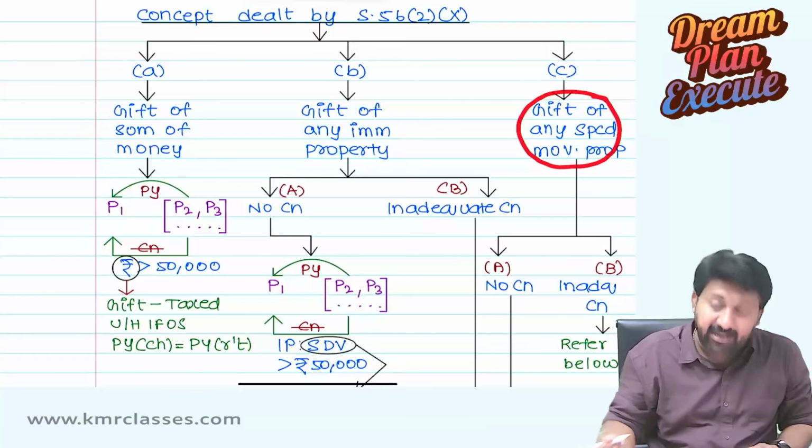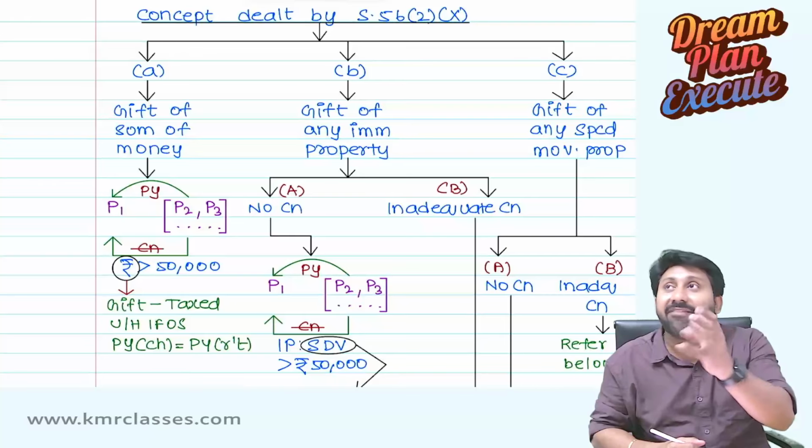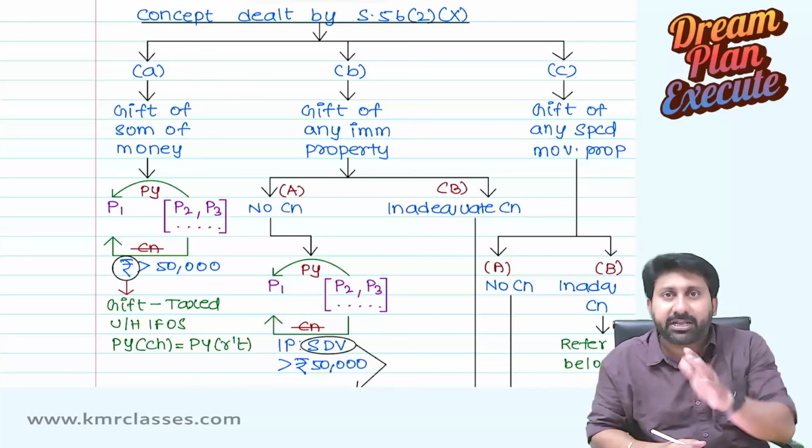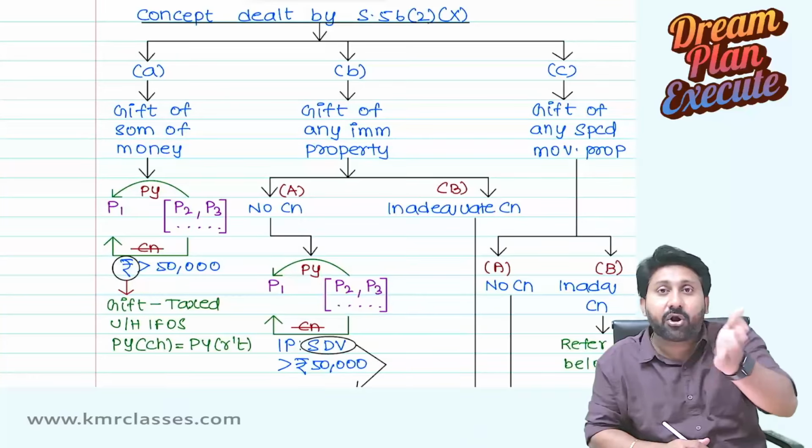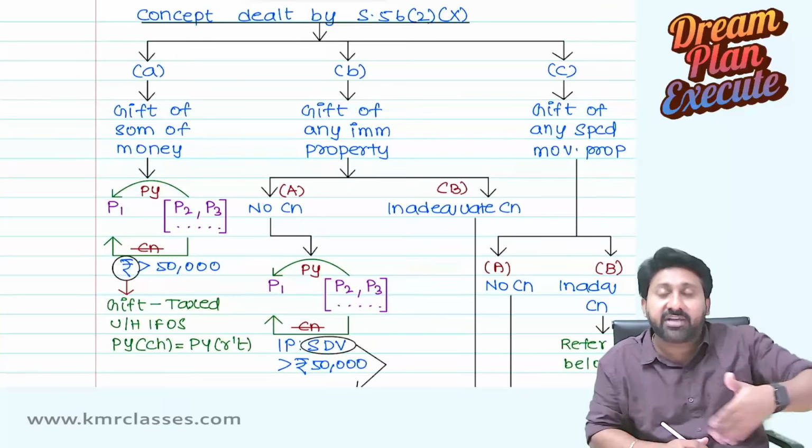Next, specified movable property. Television, car, all these are not specified movable property; those are all personal effects. Specified movable property means, as explained already: jewelry, drawings, sculptures, shares, securities, bullion, works of art, archaeological collections. Where any person receives from a person or persons during the previous year any movable property whose FMV exceeds 50,000 without a consideration, then the whole amount will be charged. Or else FMV minus consideration, if it exceeds 50,000, that amount only will become taxable. Read now.